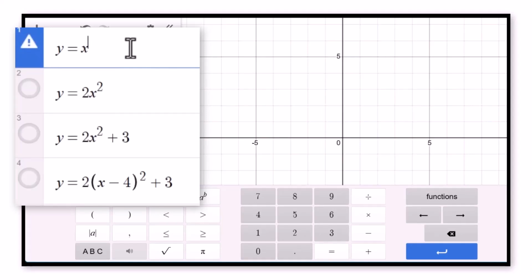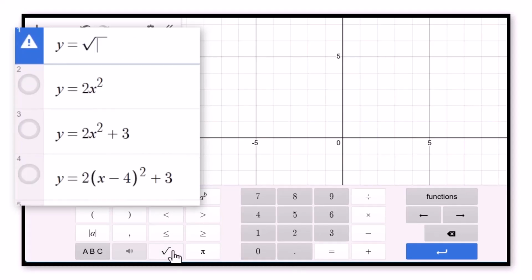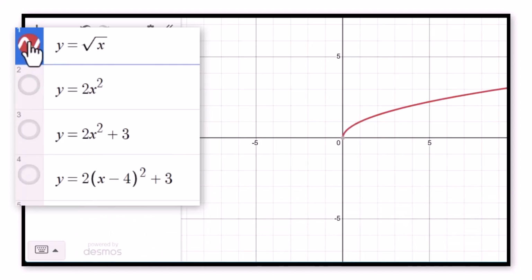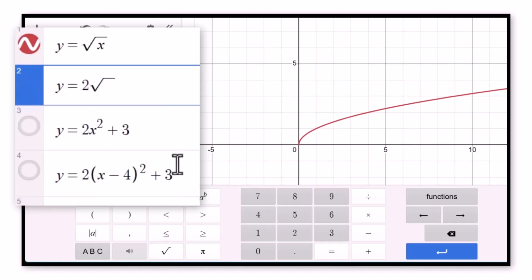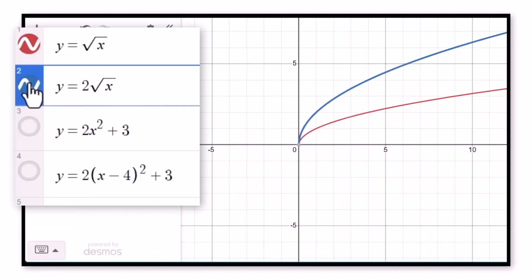So let's change this to the square root of x and see what that looks like. You graph that. There's what that one looks like. Starts at 0, 0. Square root of 1 is 1. Square root of 2 is something weird. Square root of 4 is 2. That's how you graph those, and that's what that function is going to look like. Now, what happens if I put a 2 in front of that square root? And go ahead and make a prediction, because it's going to be exactly what you think. It's going up twice as fast.